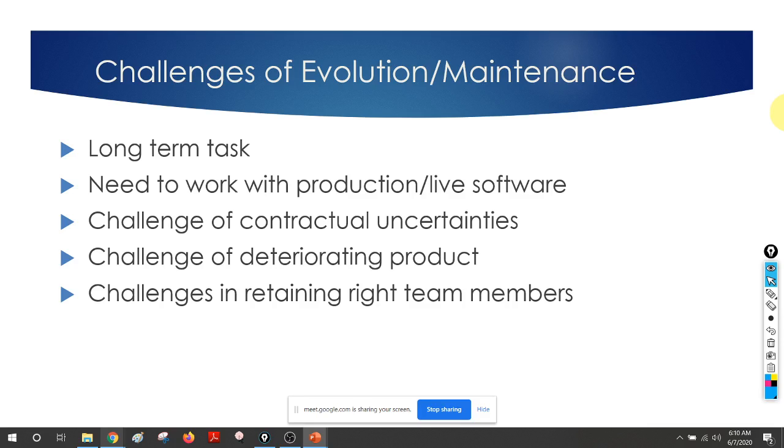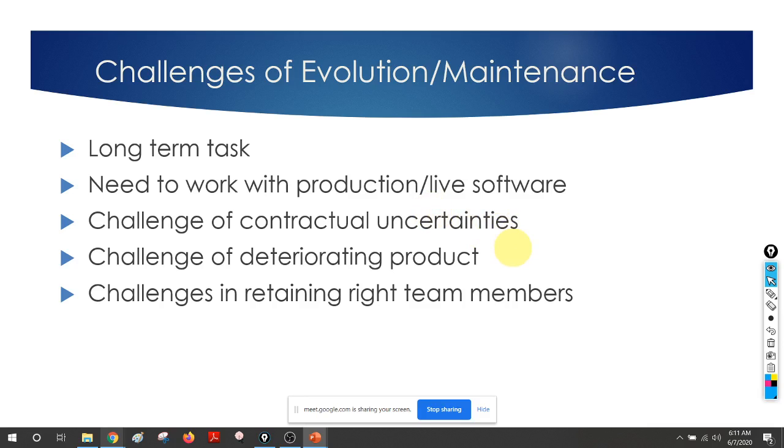So, challenges when it comes to this evolution and maintenance phase. It's a long-term task. That is a very important thing. Maybe you developed it within one year, but you may have this evolution or maintenance phase for another 10 or 15 years. So it's a long-term task and you need to work with production and live software, of course. Now you have given the software to the customer and they are using it. You are working with the live software, so you have a lot of responsibilities. If something goes wrong, it's going to affect the business. It's going to be a real big issue. Therefore you have to be very careful when working in the evolution phase. Extra care must be taken.